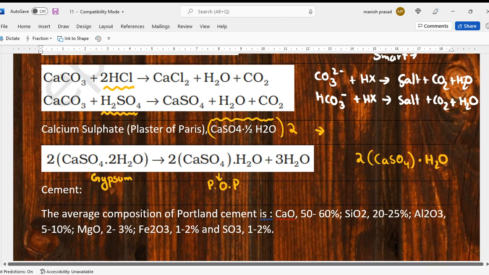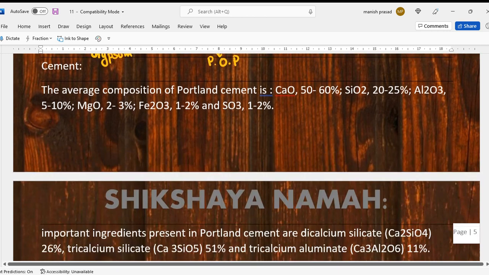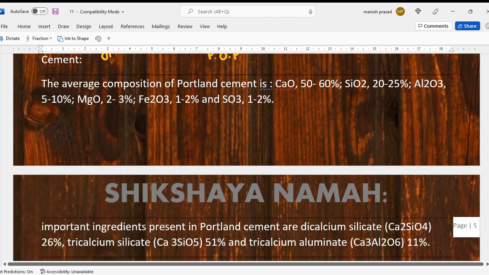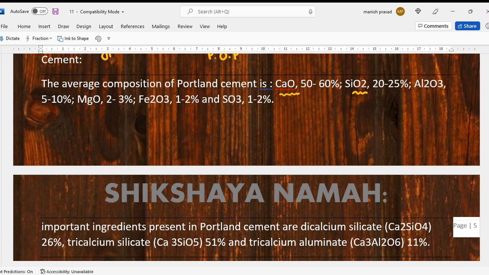Theek hai? Now we use cement almost everywhere to build buildings. So cement ka average composition should have calcium oxide, silicon dioxide, magnesium oxide, iron oxide, and sulfur trioxide. And the concentrations are given. Now I gave this to you why? Because if it is an objective paper, the concentration could come.